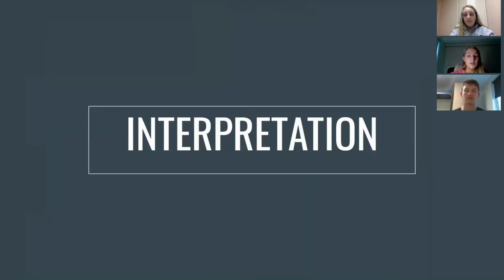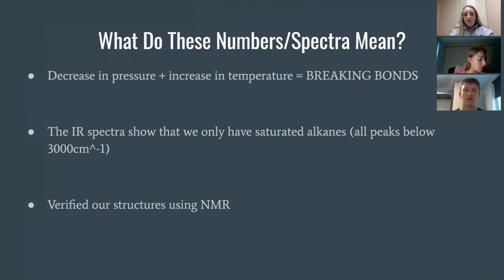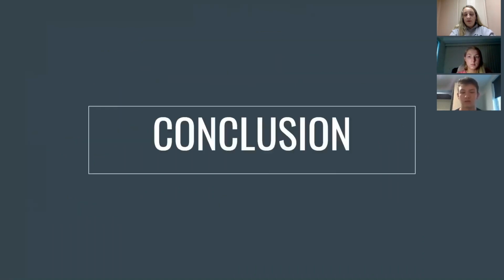Moving forward, our interpretation of all this data: similar as before, the decrease in pressure and increase in temperature means we did break these bonds. However, this time it is with the deuterium gas. We do have all saturated alkanes, and we did verify our structures with the NMR with the deuterium gas.